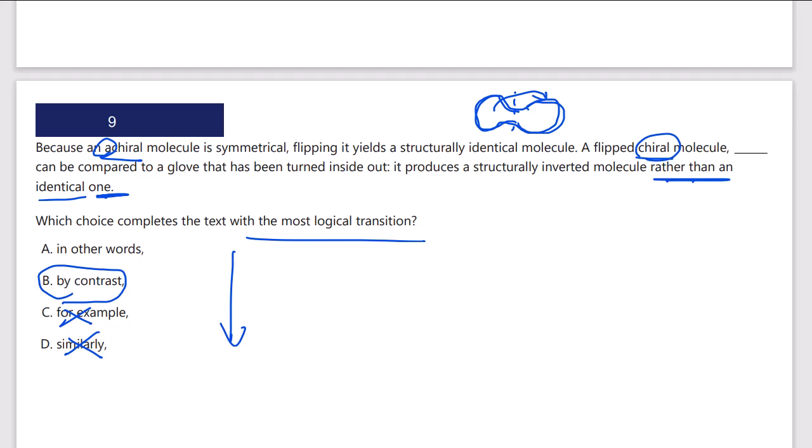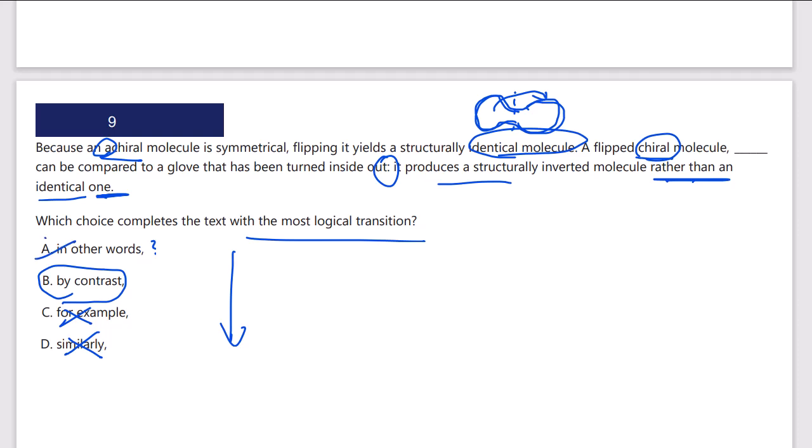A flipped chiral molecule, by contrast, can be compared to that of a glove, explaining it produces an inverted molecule rather than an identical one, which is different than the achiral molecule. Yeah, I think it's going to be contrasting. I could see possibly students looking at "in other words" because the comparison to the glove is kind of another way to say what all this flipping means in simpler words, because who the heck really knows what an achiral or chiral molecule looks like.